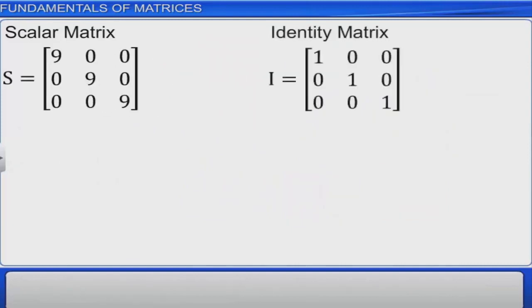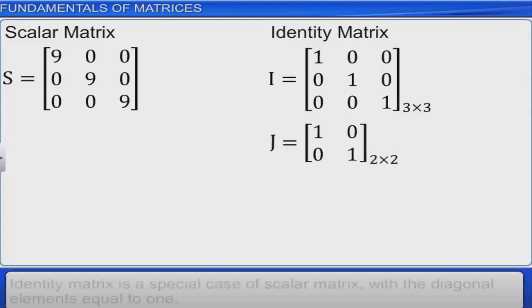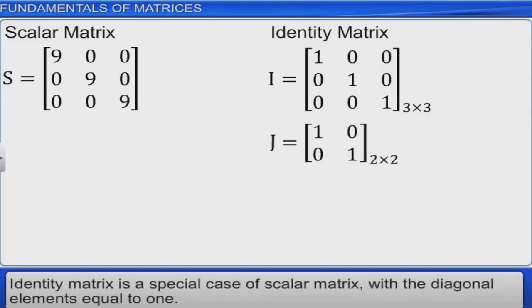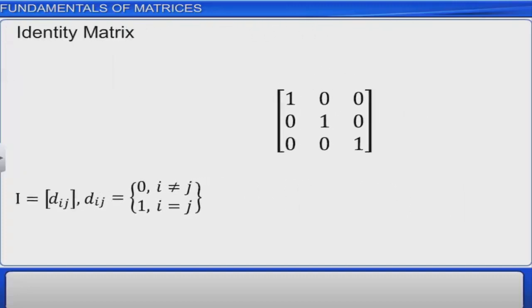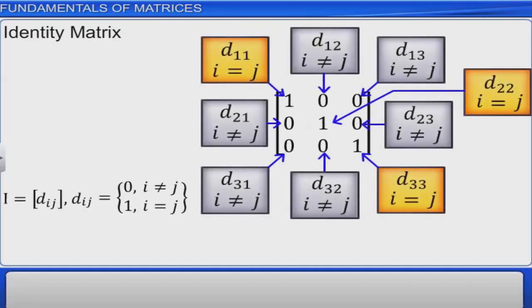In a scalar matrix, if all the diagonal elements are equal to 1, then the matrix is said to be an identity matrix. Identity matrices of order 2 by 2 and 3 by 3 are shown here. Identity matrix is a special case of scalar matrix, with the diagonal elements equal to 1. General representation of identity matrix is shown here. The general representation is used to explore the example as shown.